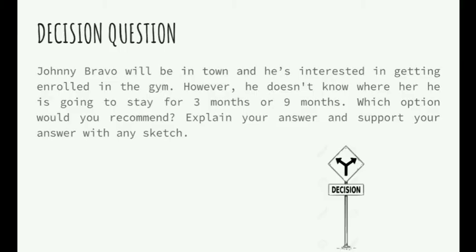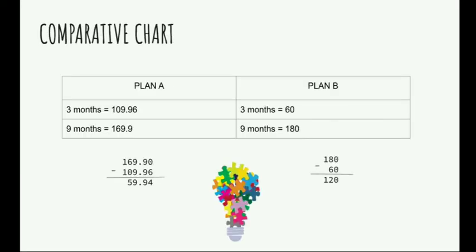Now that we have already solved the problem, a new question needs to be answered. We came to the conclusion that the most convenient plan for Johnny Bravo is A. He doesn't know if he needs a 3 or 9 months contract, but in case he stays in the city 9 months, he would pay $10.1 less with Plan A. As we have already mentioned, the more time passes, the more economical Plan A becomes.